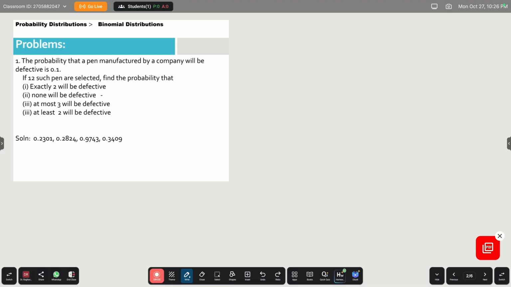So I'll take an example of this question that I have written in the slide. The probability that a pen manufactured by a company will be defective is 0.1. If 12 such pens are selected, find the probability that exactly 2 will be defective, none will be defective, at most 3 will be defective, at least 2 will be defective. So 4 different questions are given, and we have to just understand what is n and what is p and what is x.